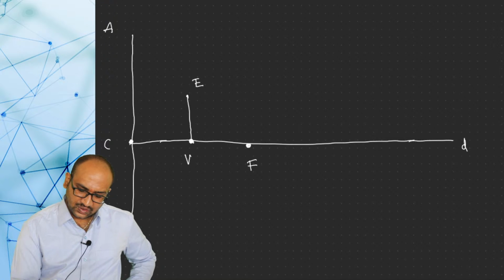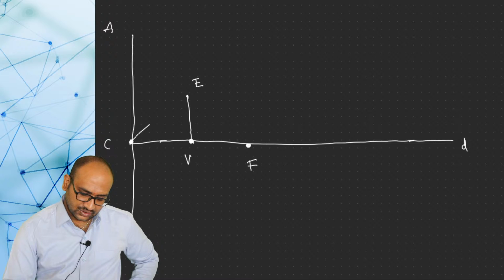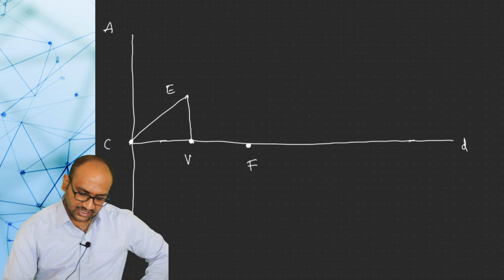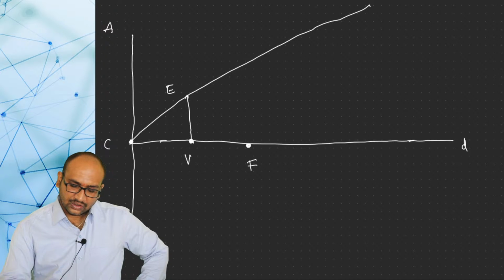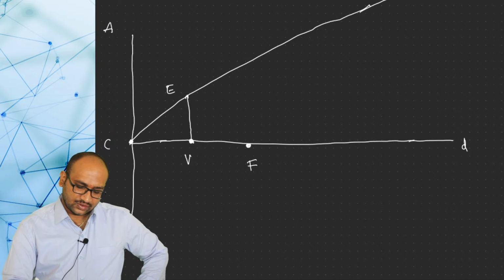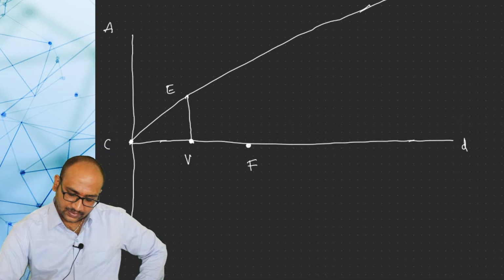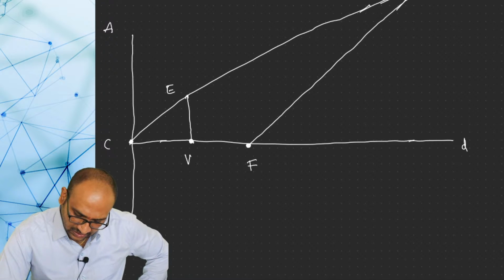Next, with the help of drafter or scale, you join C and E and extend this CE up to some extent. I am drawing CE line and extended this line up to here. And with the help of protractor, or you set your drafter at an angle of 45 degrees, F as center, you draw one inclined line. This line and this CE line should intersect or should meet somewhere.